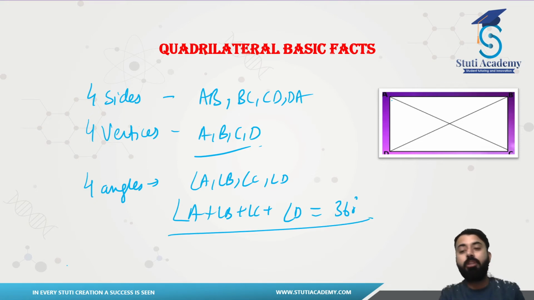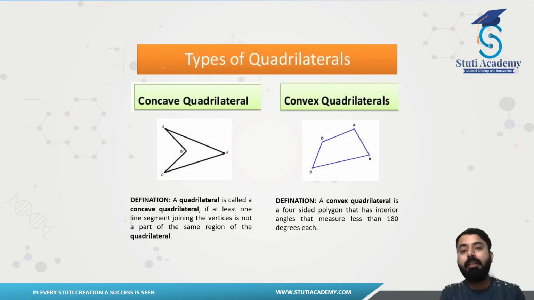Now we are going to move forward and study the types of quadrilateral. So you see, convex quadrilateral and concave quadrilateral. By definition, a quadrilateral is called a concave quadrilateral if at least one of the line segments is lying on the inside, or you can say if you join its opposite points, its diagonal falls on the outside. Now you see, if I look at this figure, I have this figure A, R, W, O.